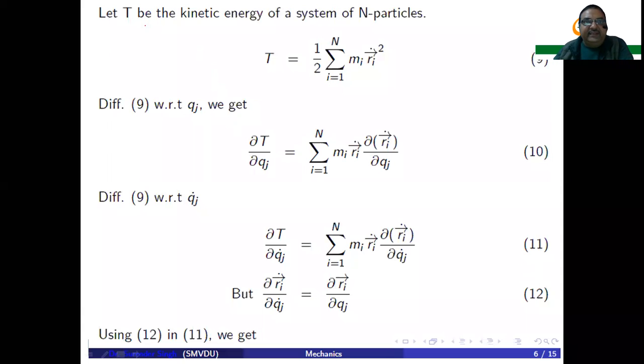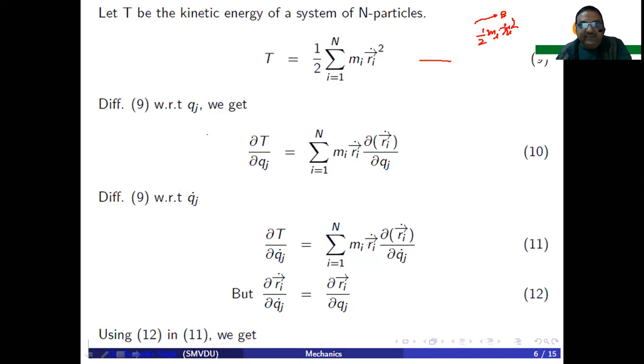Now, let T be the kinetic energy of the system of n particles. Then the kinetic energy for the ith particle will be 1 by 2 mass into velocity square, and for n particles, the summation of all. Now differentiating equation number 9 with respect to Qj, we get del T by del Qj is equal to mi, because Ri is a function of Qj's. So twice comes here, then 2 goes with 2, Ri dot, and del by del Qj of Ri dot. We get this expression, and you can put that equal to del T by del Qj.